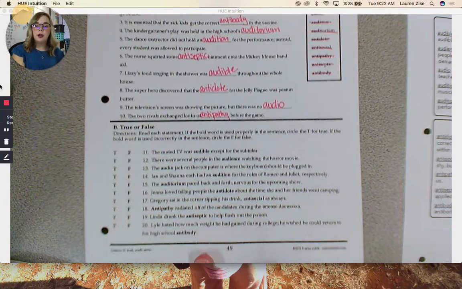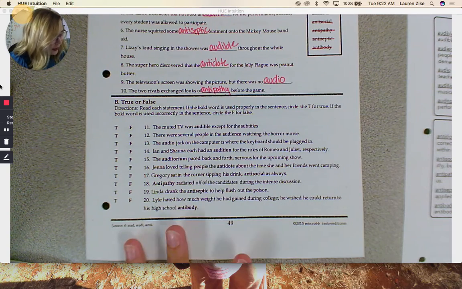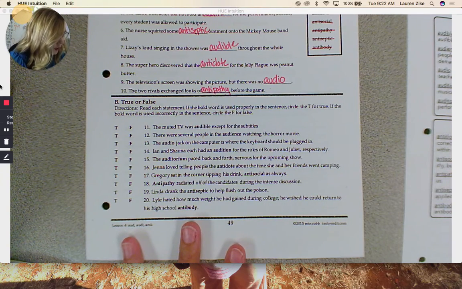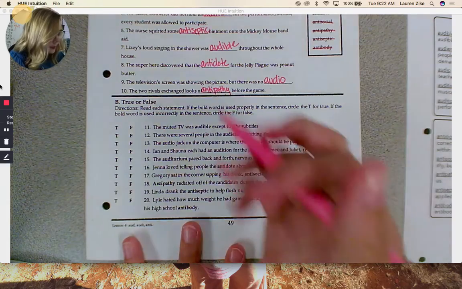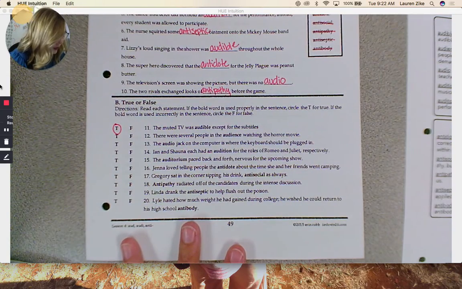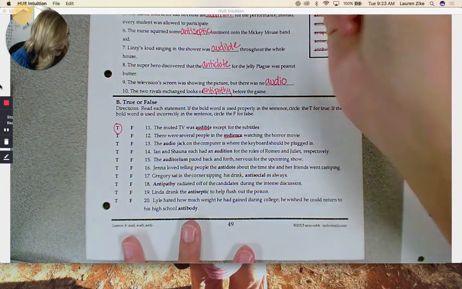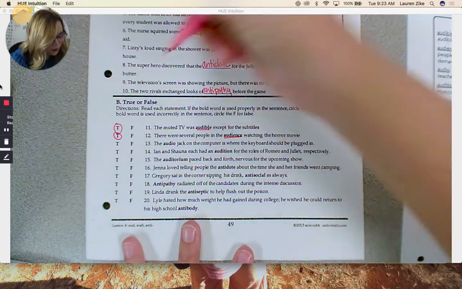Now we're going to move on to activity B, true or false. Again, go ahead and pause the video here, decide true or false for each statement, and then pop back on to check your answers. Number 11, the muted TV was audible except for the subtitles. That word is used correctly, so we'll circle true. Number 12, there were several people in the audience watching the horror movie. That word is used correctly, so again, we will circle true.